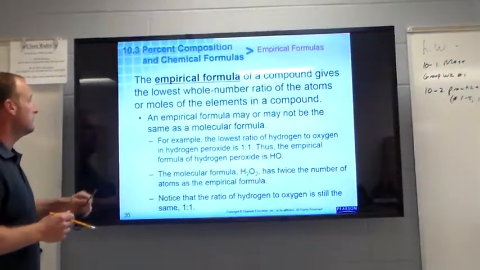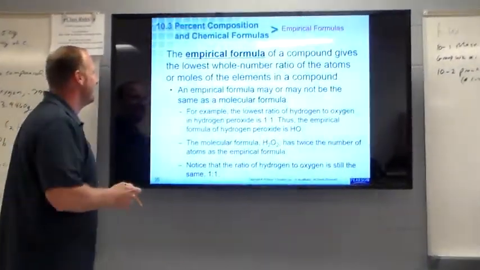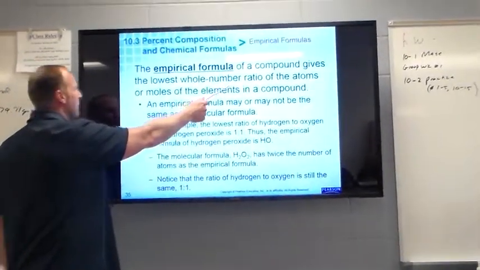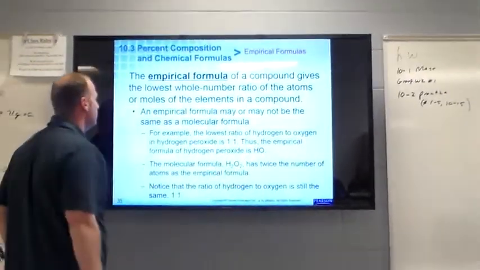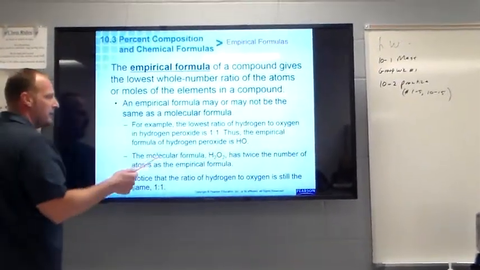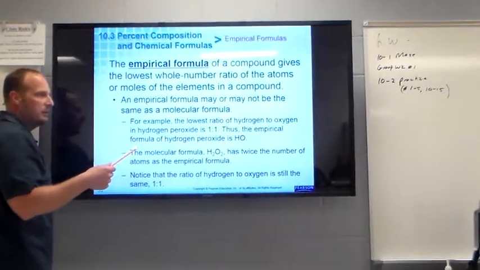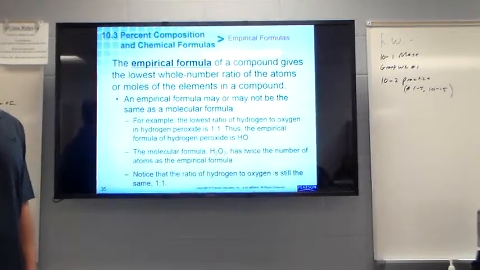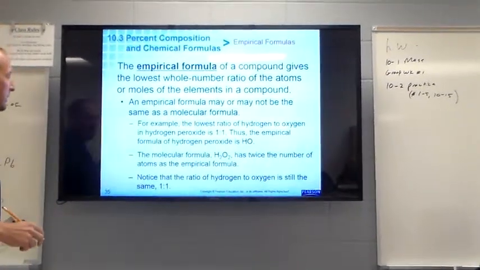We're going to talk about empirical formulas. And the empirical formula, you should already have got the definition down. If a compound gives the lowest total number ratio of atoms or moles of the elements in the compound. This is probably the hardest thing we've talked about in this chapter. You need to write down the steps. You need to take those steps and do those exactly like I do them on board in your groups.